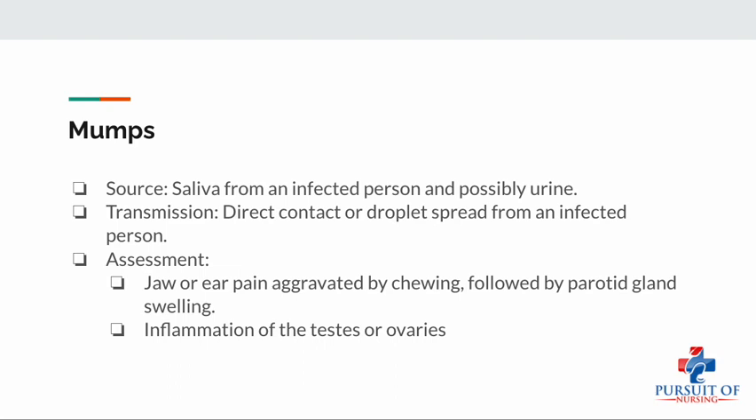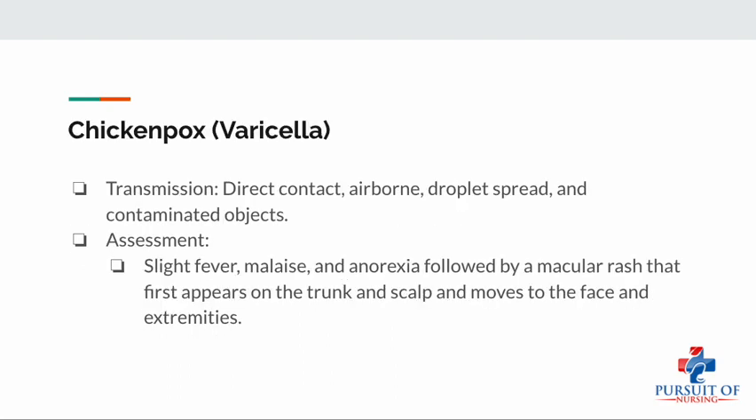They're going to have jaw or ear pain that's aggravated by chewing, followed by parotid gland swelling, and they may also have inflammation of the testes or ovaries. Okay, chickenpox or varicella is transmitted via direct contact, airborne, droplet spread, and with contaminated objects.